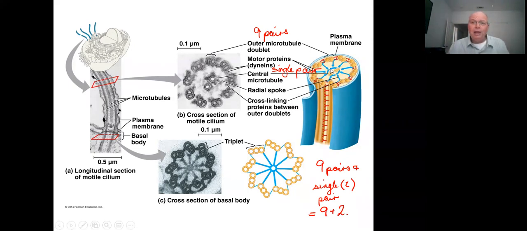The inner pair of microtubules are connected to the outer pairs by some spoke proteins, so it looks a little bit like an old spoked wheel. And then the rim of microtubules are connected by motor proteins that are called dynein arms or dynein proteins. And we talked about the structure of the basal body and its connection to centrioles, so we can move on from there.